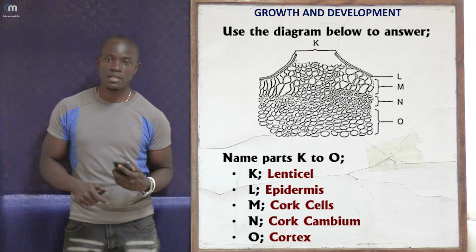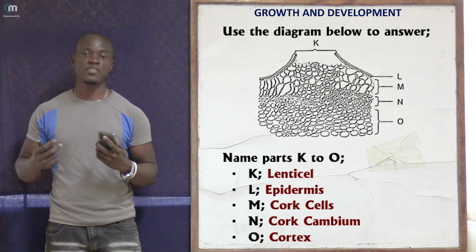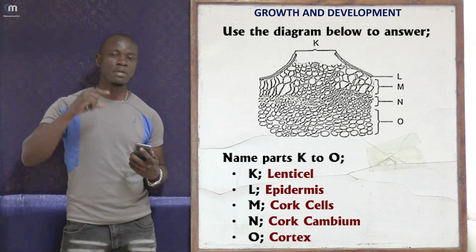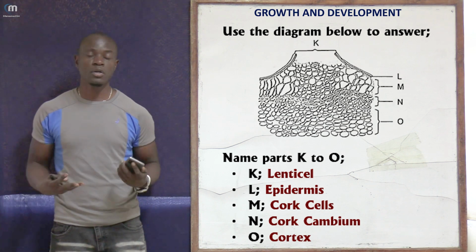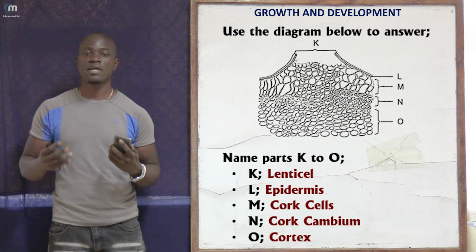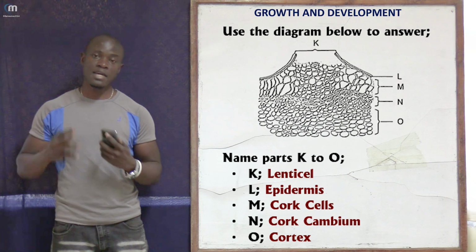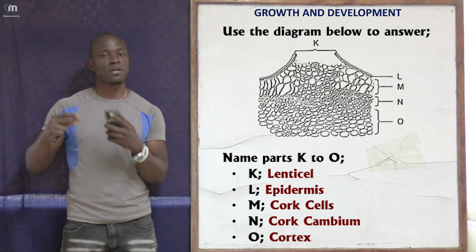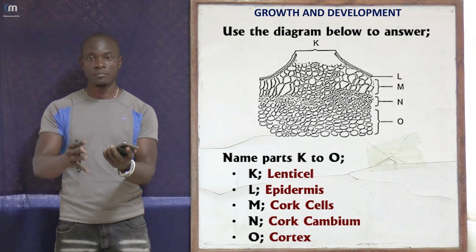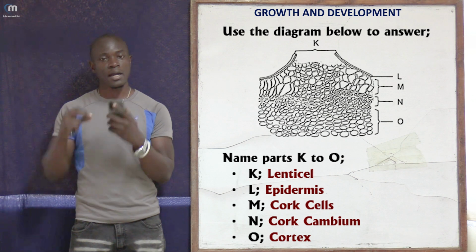What about the part labeled L? The part labeled L is the epidermis, which is the outermost region of the lenticel. Then immediately below the epidermis, this is general knowledge for the lenticel, we always have the cork cells. And immediately below these cork cells, we have the cork cambium cells. So don't forget: we have the epidermis, below the epidermis we have the cork cells, and below the cork cells we have the cork cambium cells.